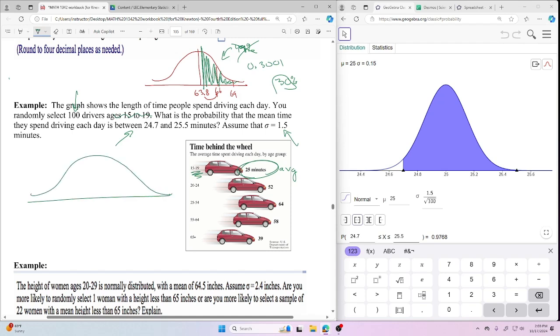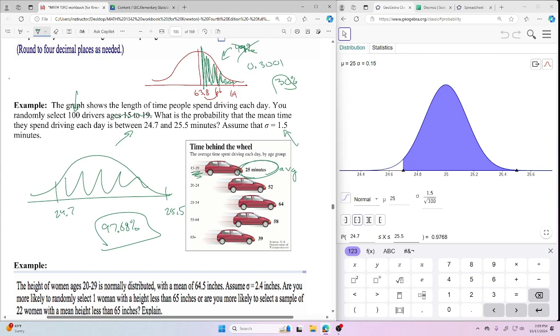Okay. So here and way over there at 24.7. And I'm just going to do this here, 25.5. And all this here, it made 97.68%.